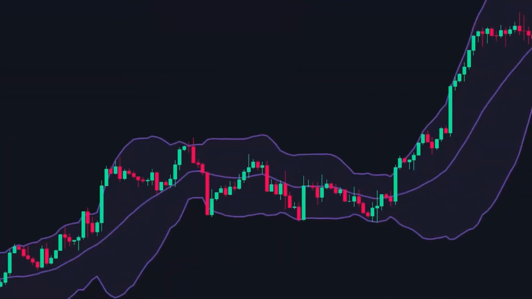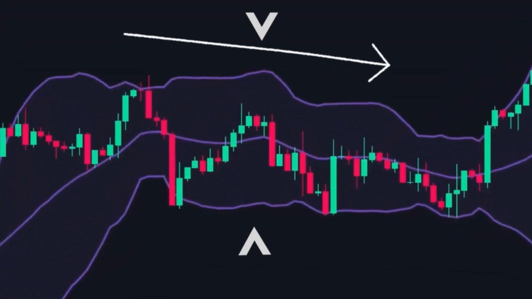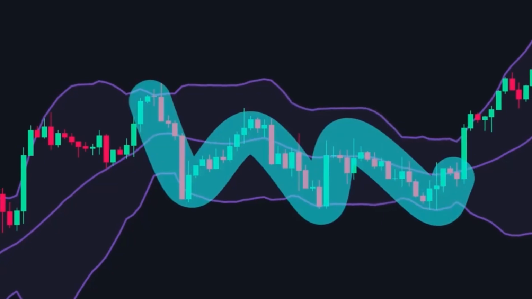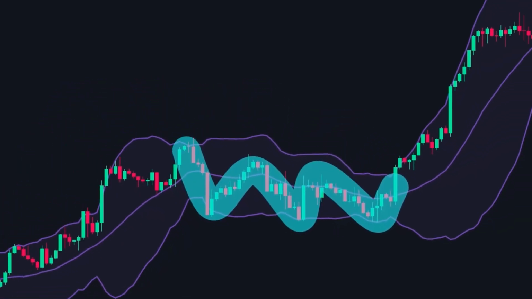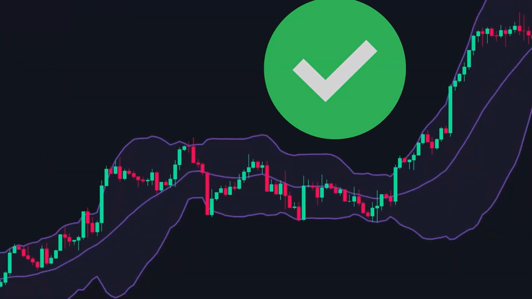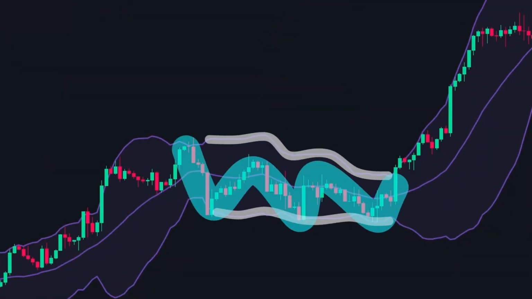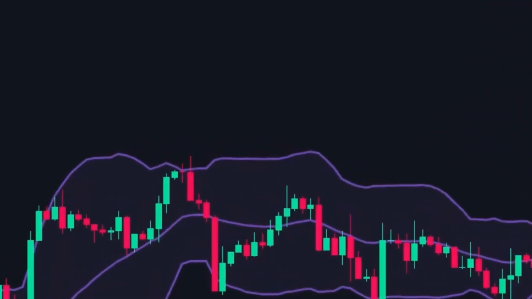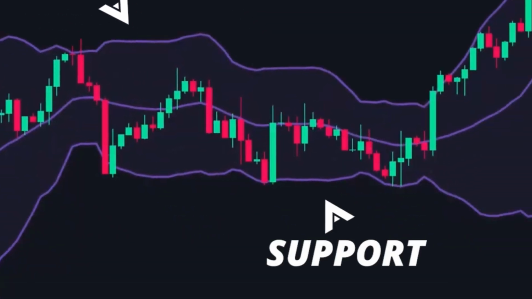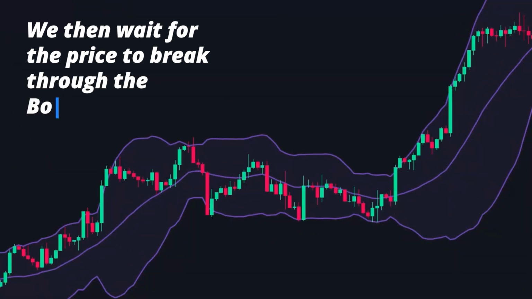First, we must identify a sideways market. Look for places on the chart with relatively thin Bollinger Bands, which indicate a time of consolidation. The price should also be trending sideways at this time. Once we've identified such a market, we must check that the price has stayed within the bands for most of the sideways range. In this case, the upper boundary of the bands served as resistance, while the lower boundary supplied support. We then wait for the price to break through the Bollinger Bands.